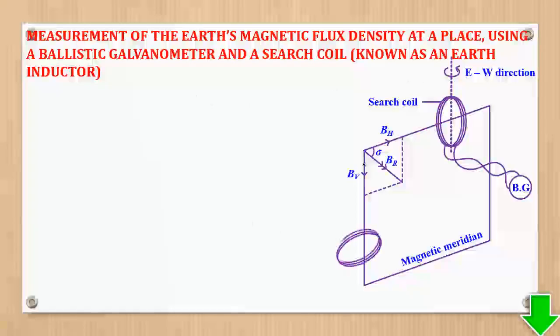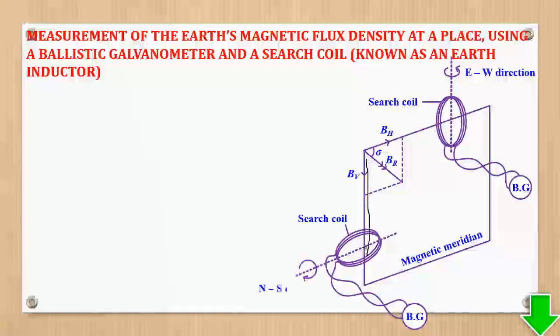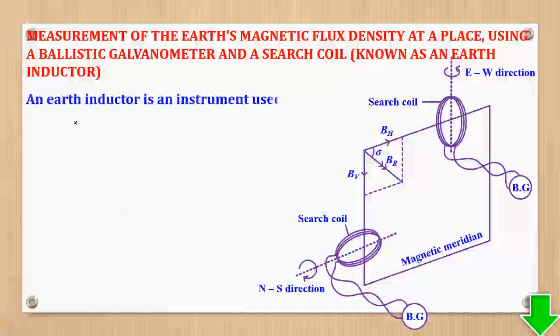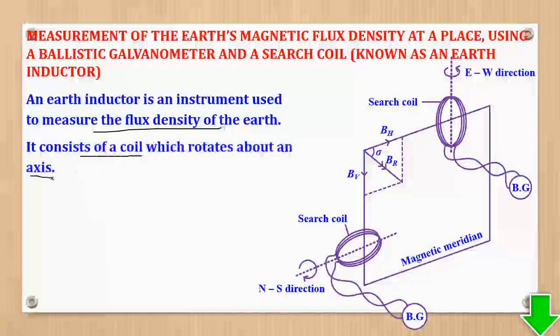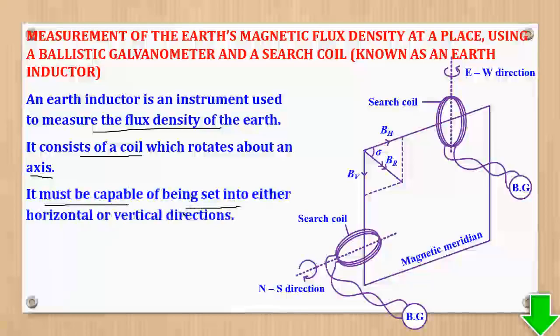And if you are to measure the vertical one, you also change the direction of the coil so that the flux is perpendicular to the plane of the coil. Okay, so you shall say that an earth inductor is an instrument used to measure magnetic flux density of the Earth. It consists of a coil which rotates about an axis. So it must be capable of being set into either horizontal or vertical directions.